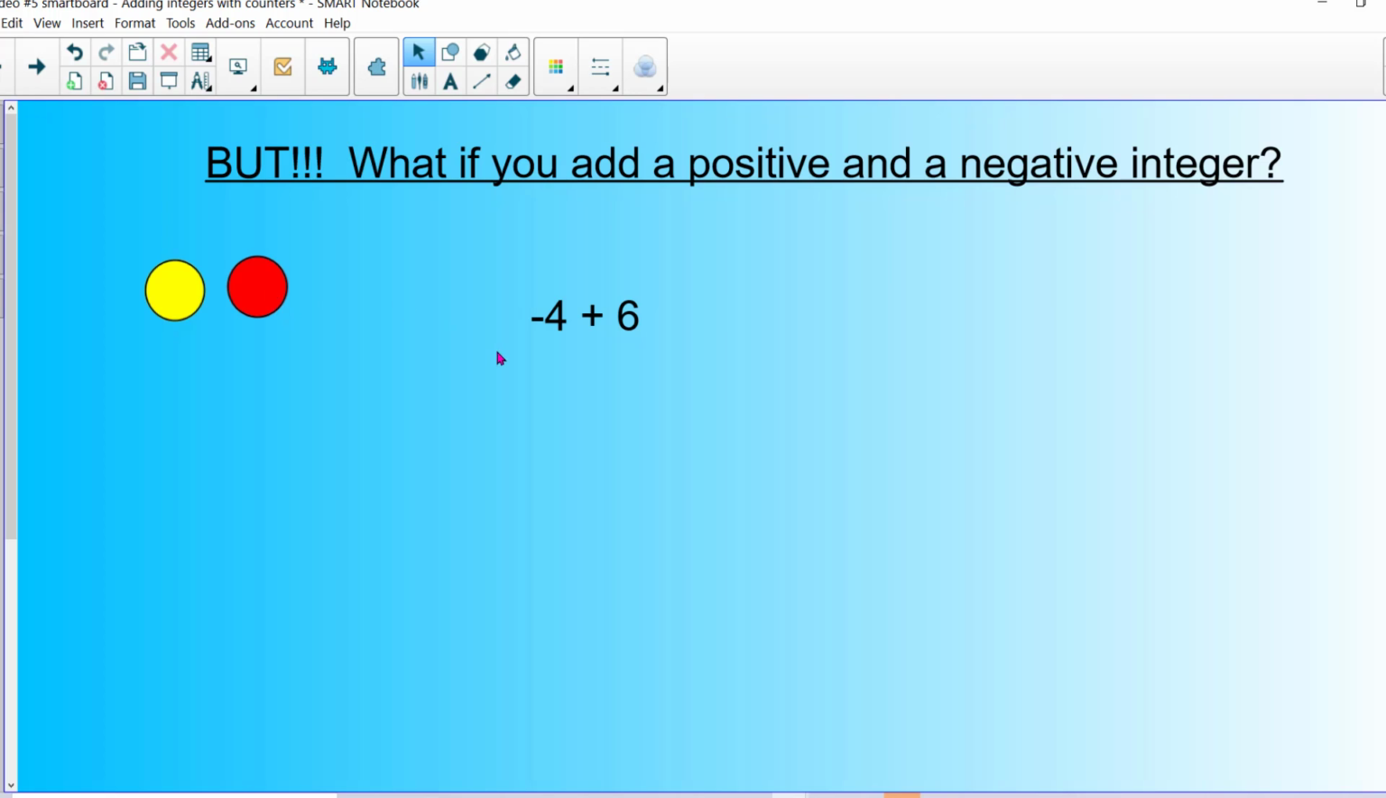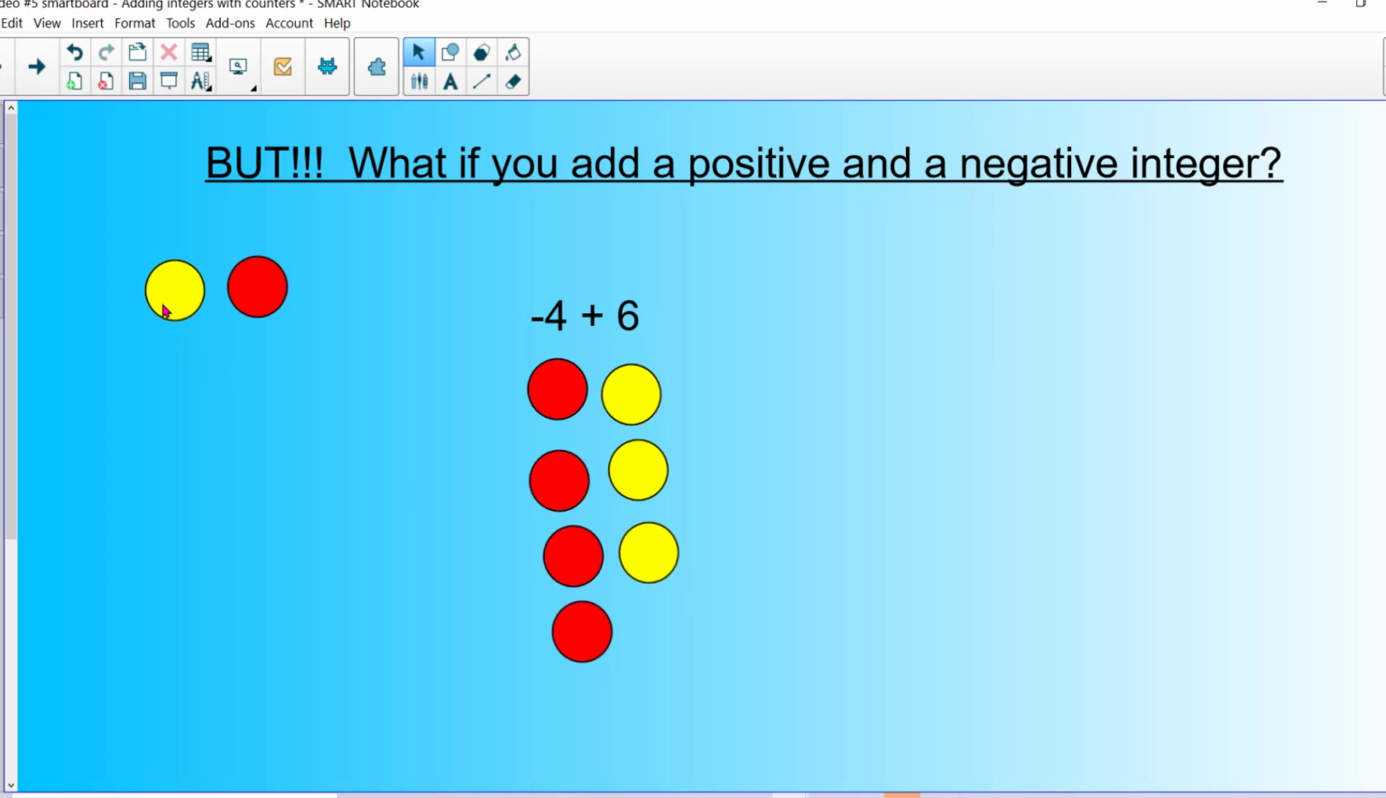So let's try this. What do we start with? -4. So make sure you're drawing this on your paper as well. 4 negatives. 1, 2, 3. -4. And what are we going to do? Add. What's add mean? Put on 6 positives. 1, 2. Notice how I'm lining these up next to the negatives, right? You do the same. 3, 4. Then I have this 5 and 6. So again, 4 negatives. I'm going to add 6 positives.